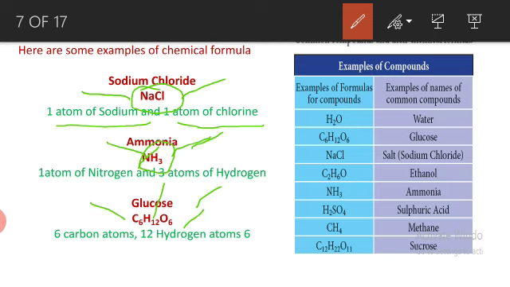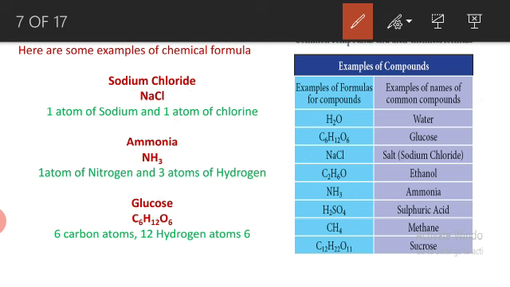Examples of compounds, you see water H2O, glucose C6H12O6, NaCl, sodium chloride, the table salt. And C2H6O means what? Ethanol. NH3 means ammonia. H2SO4 means sulfuric acid. CH4 means methane. C12H22O11, this is sucrose. This is the chemical formula.